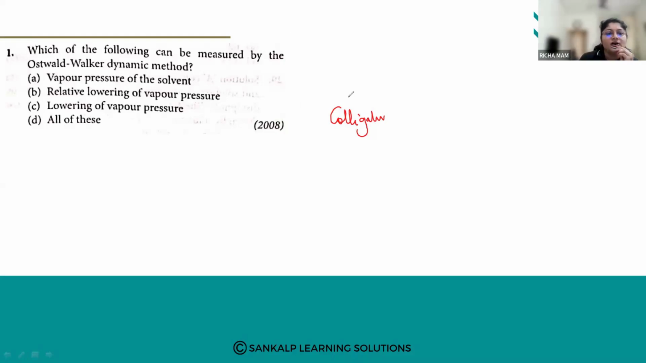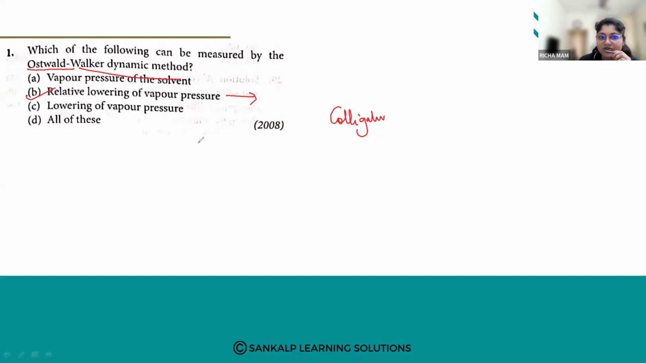So here, the Ostwald-Walker dynamic method. Among these four, the answer is B, relative lowering of vapor pressure, which is one of the colligative properties. Ostwald-Walker was a scientist who put forth this dynamic method for calculating the relative lowering of vapor pressure. So this is a method which is used for measuring the relative lowering of vapor pressure.